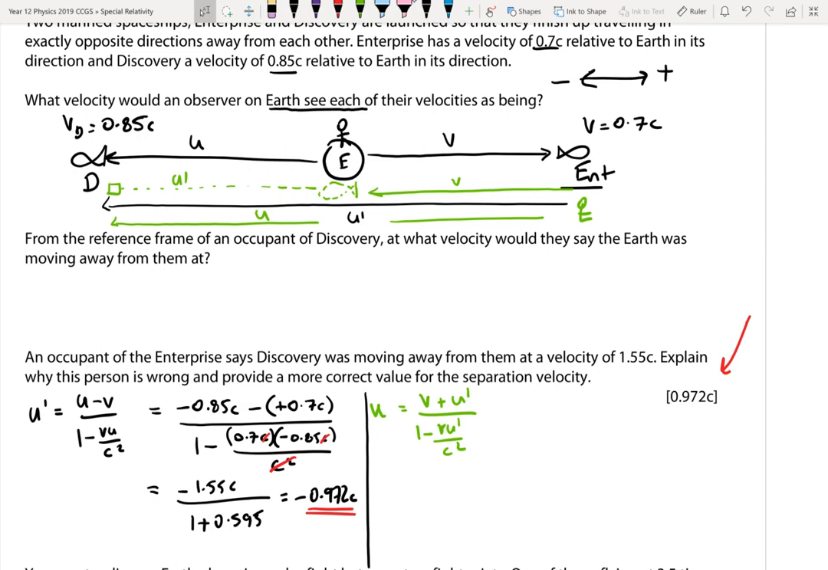In the second equation, is it 1 minus v prime? Oh, sorry, thank you. My apologies, 1 plus. Let me just write it out a little bit neater. vu prime on c squared.